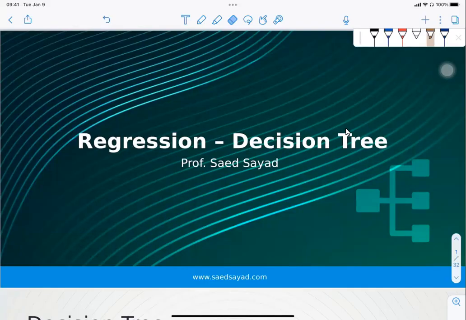Hello all. So today we are going to learn about decision trees. Why do we need decision trees? How do we construct them? And what are the use cases?